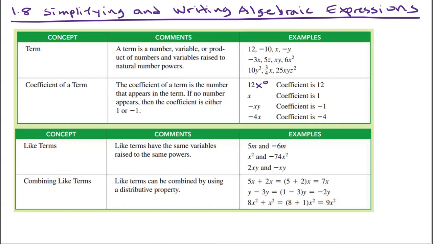All right, and then like terms. We've mentioned several times, talked about combining like terms, things like that. So 5m and -6m, they have like terms, which is the m part. You have the x squared here, those are like terms, x, y, and so on and so forth. Combining like terms: like terms can be combined by using the distributive property. So those are just different ways of showing you how to combine like terms. In this case, it's by the distributive property.